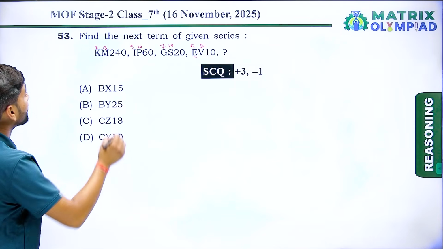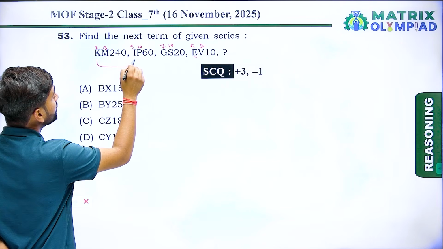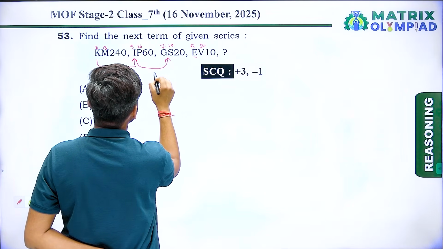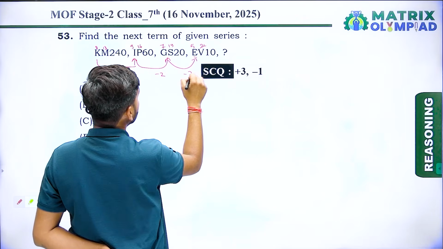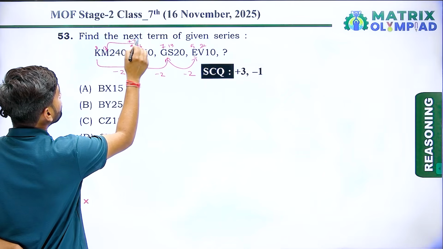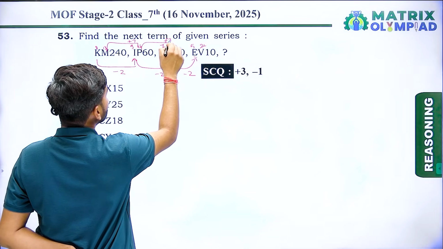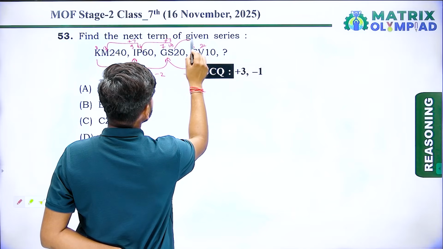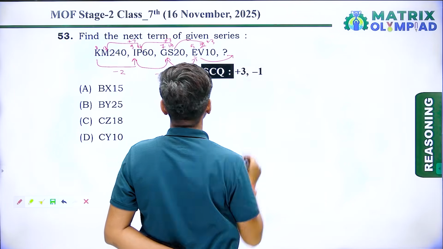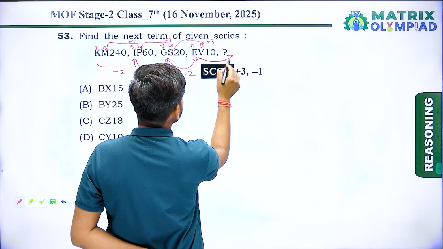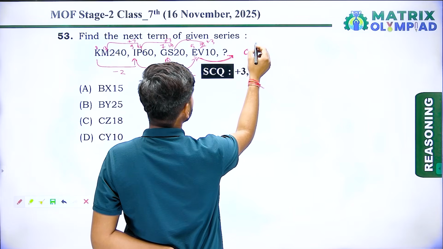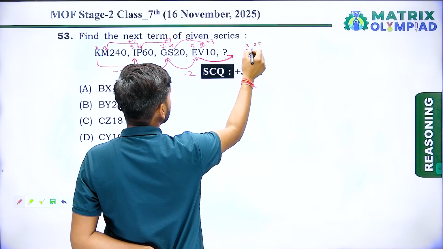So let's sort out the thing. From K to I it is -2, then from I to G it is -2, from G to E it is -2. If we check the pattern between M and P, it is +3. From P to S it is +3. From S to V it is +3. Then from E, the next term will be -2, that is C. And from V, +3 gives 25, that will be Y.